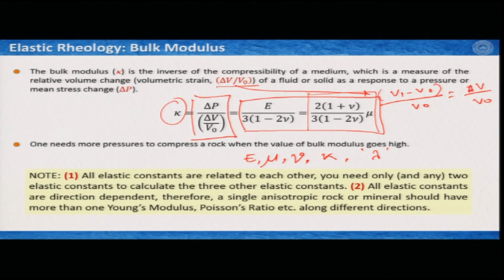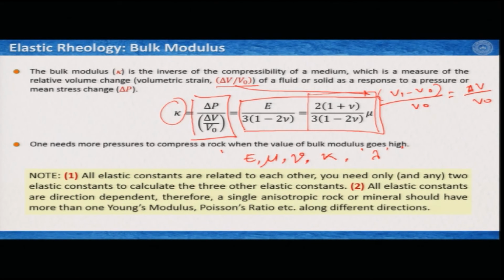But I would like to give you a few considerations at this point. All elastic constants are related to each other, because you are measuring them from the same material. So, out of these 5, you need only 2. If you have only 2, then you can calculate all 3 other elastic constants. And this is most important: all elastic constants are direction dependent. When you say Young's modulus, you measure it in a particular direction; for Poisson's ratio, you measure elongation in a particular direction and then shortening in a particular direction, and so on.